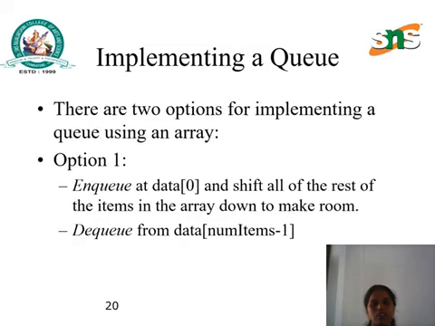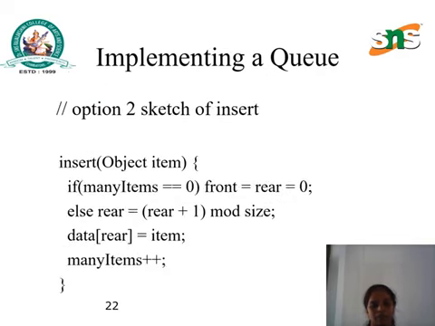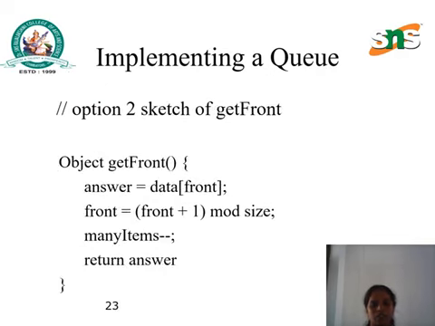So there are two options for implementing a queue using an array. First one, NQ at data and DQ at data. NQ at data[0] and shift all the rest of the items in the array down to make room. Then DQ from data. Option 2, NQ and then DQ. The rear variable always contains the index of the last item in the queue. The front variable always contains the index of the first item in the queue. When we reach the end of the array, wrap around to the front again. So this is an example of a queue.